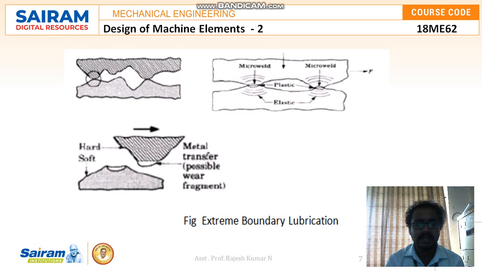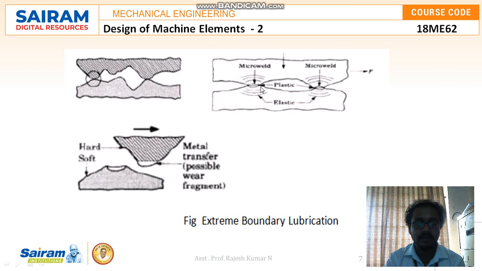You can see the extreme boundary condition, where first we witness the direct physical contact between the two metallic surfaces, and in this boundary the proper lubricant should be provided, where a micro weld may be made. We need to make sure whether it is in the plastic or the elastic zone, and in case it is going to the elastic zone, then it will be difficult.